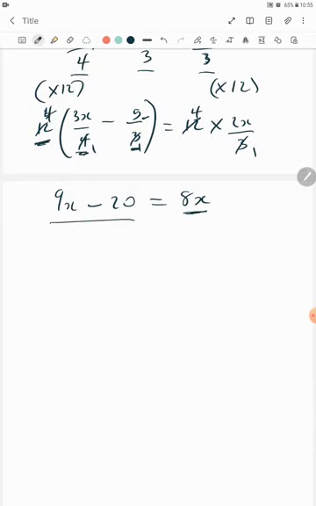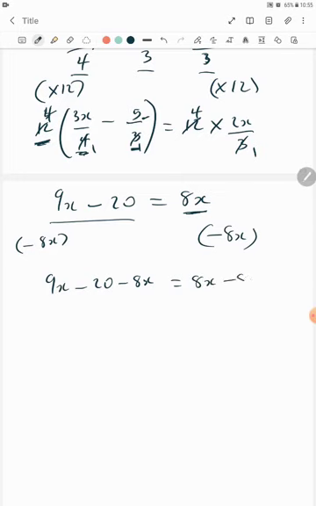So the only way I can do that is to subtract 8x from both sides. Okay, and then I subtract 8x from both sides. So that will be 9x minus 20 minus 8x. So that we have 8x here minus 8x. So the answer will be 9x minus 8x will give me x. Then I have minus 20 equals to what?